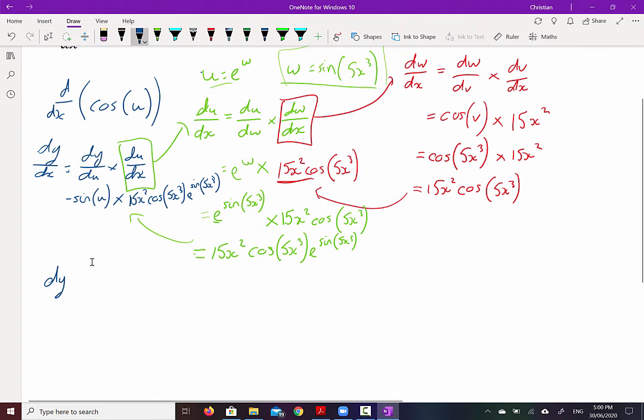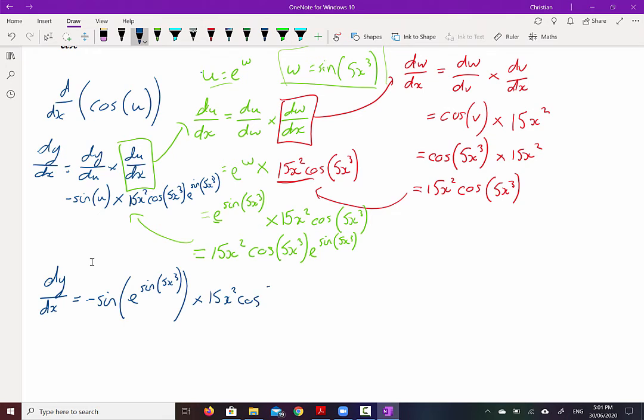So we can finally say that dy/dx is equal to negative sine of u, but we know what u is. So we're going to say negative sine of u, which is e to the w. So negative sine of e to the, well, w, which is sine 5x cubed. I'm going to close that bracket, and then I'm going to say multiplied by 15x squared cos 5x cubed, e to the sine 5x cubed. Boom. Now the only thing left to do is tidy this up a little.